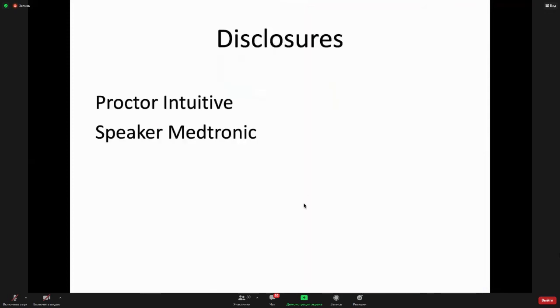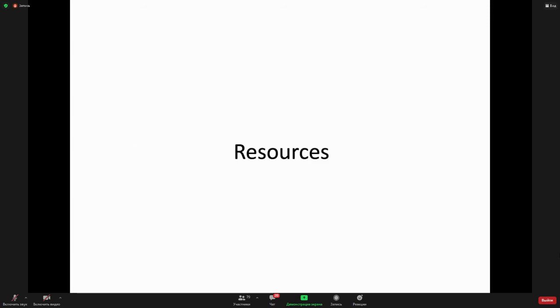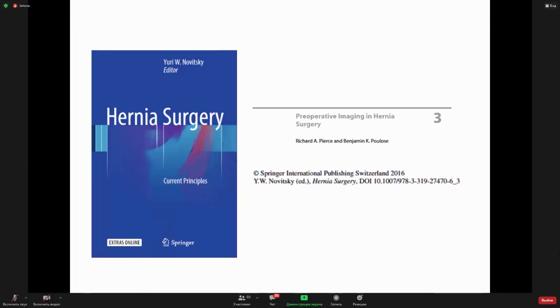These are my conflicts of interest. They won't have any change in my presentation today. So I used some resources that I will take some time for you guys to take a picture of the screen or do a print screen.